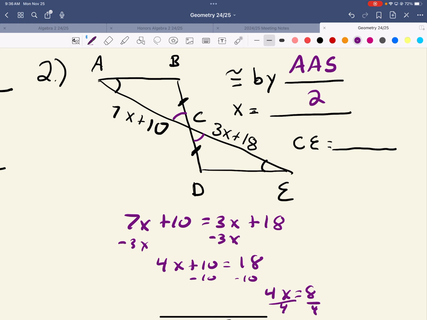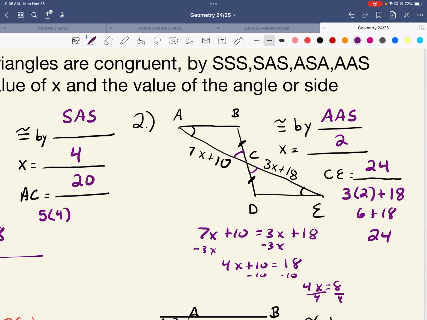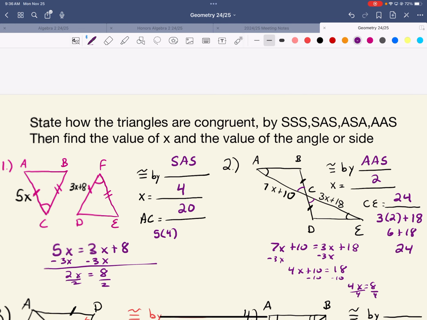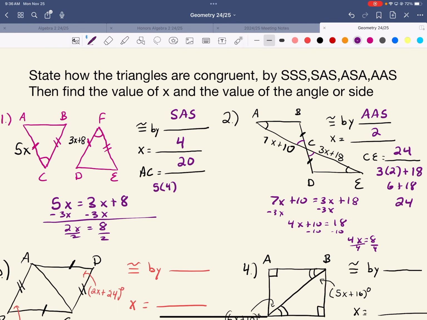Find the distance from C to E. So we know our x value is 2. So that's 3 times 2 plus 18. So 6 plus 18 is 24. There's the value of that one. Okay. So we identify, we set corresponding parts equal to each other, and we solve.